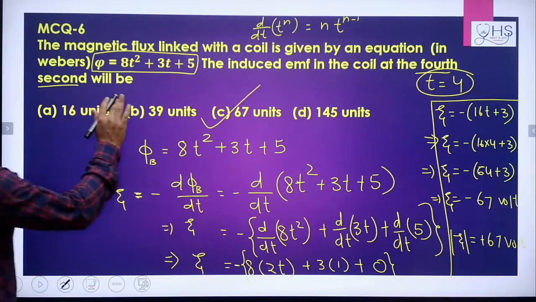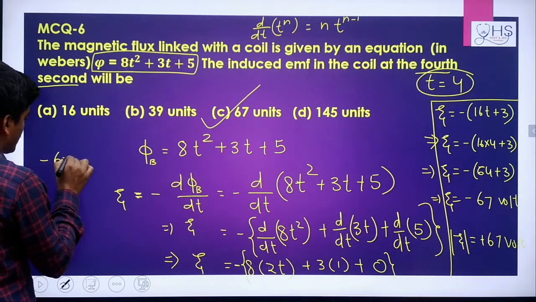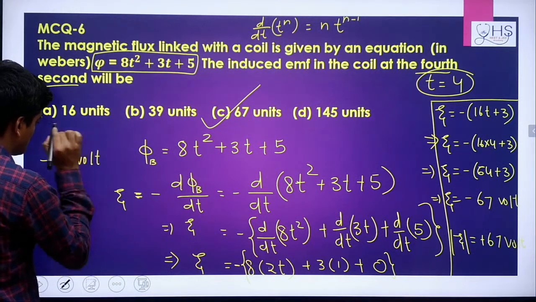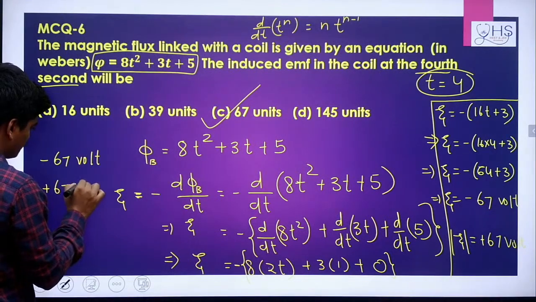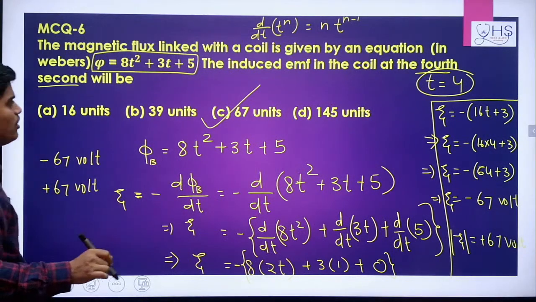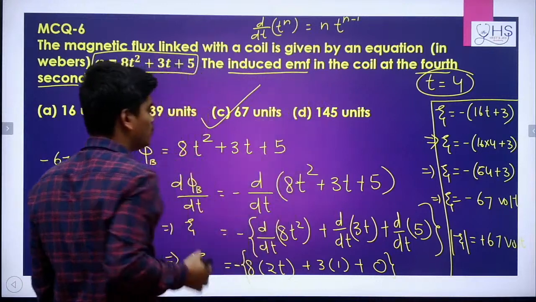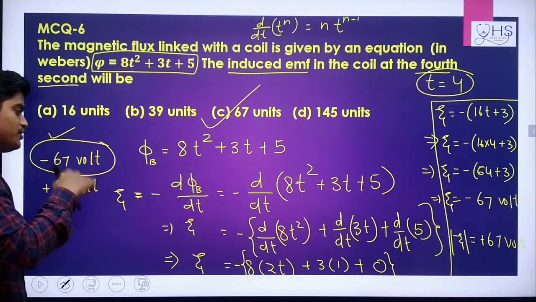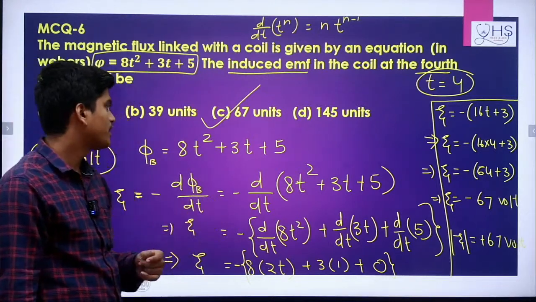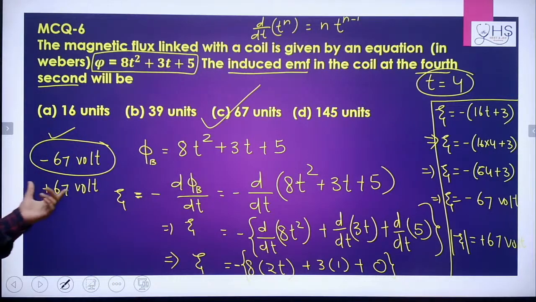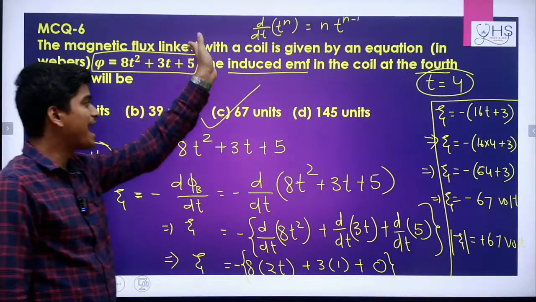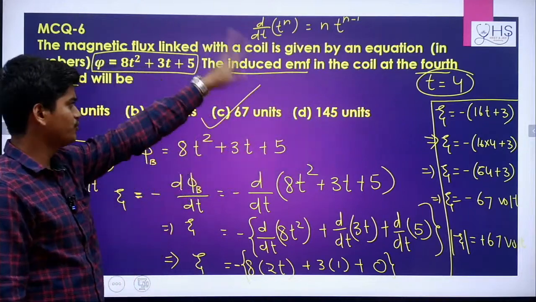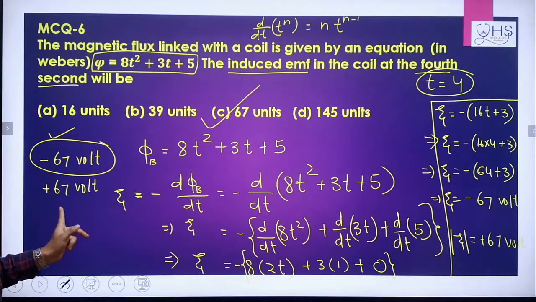Listen, suppose in this question there are two options, one is minus 67 volt and one is plus 67 volt. Two options are there, and they only mention induced EMF. Then which option do you have to choose? More correct will be minus 67, because in induced EMF there is a minus sign. But when we take magnitude, it becomes plus. Sometimes they may mention the magnitude of induced EMF; then there is no need to take minus, you take plus. So I hope you understand.